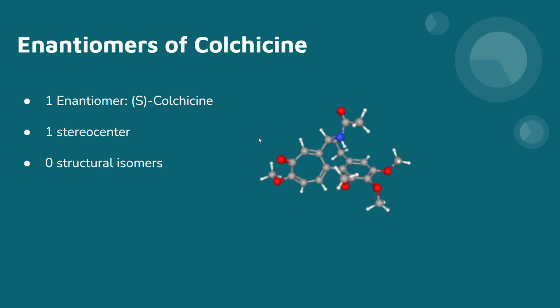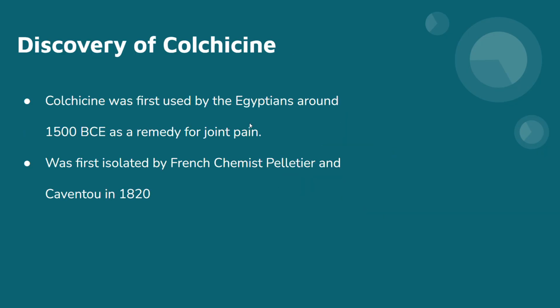Enantiomers of colchicine: it has one enantiomer being S-colchicine, but the primary enantiomer of colchicine is R-colchicine, being the primary one used, but both have very similar uses. It has one stereocenter and has 0 structural isomers.